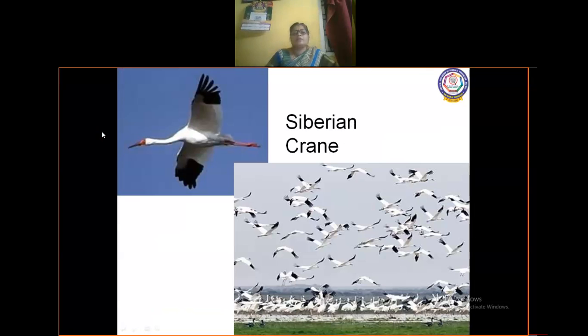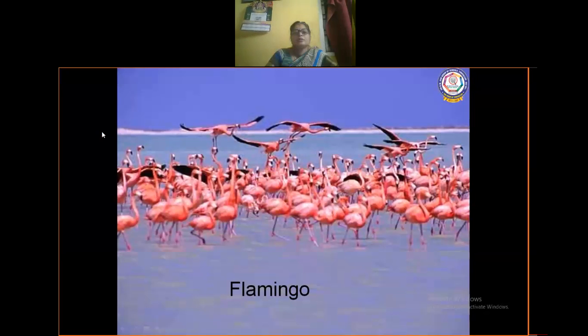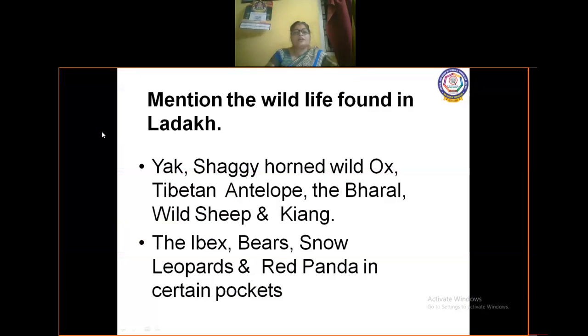Now here is the Siberian crane. Can you see how beautiful they are? Flamingo, how colorful they are.